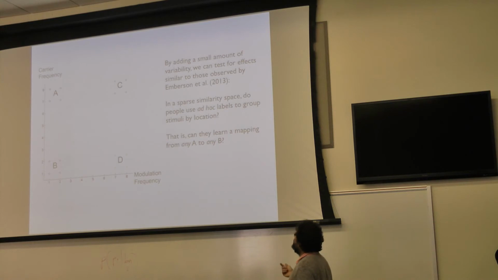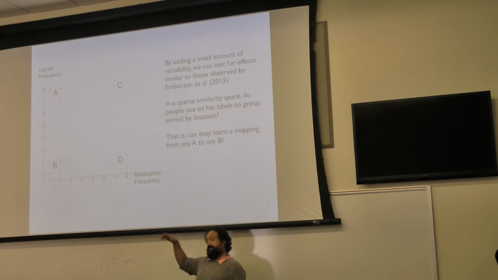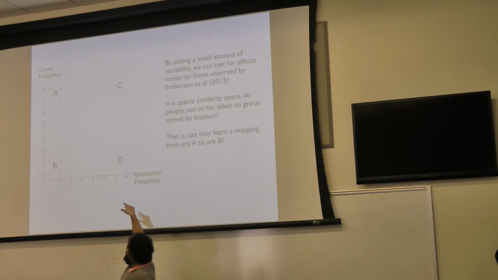So now we can add a small amount of variability, and we can test for effects that are sort of similar to what was found in Emerson et al., right? So, but without the lumpiness, right? Because those stimuli we just sort of took from, well, these stimuli we also just took from an existing experiment and just chose more carefully. But we just sort of plucked those stimuli out, and they turned out to have this sort of weird distribution.